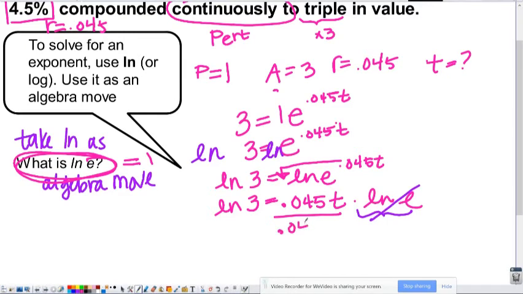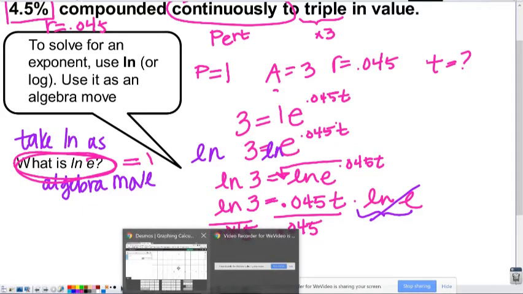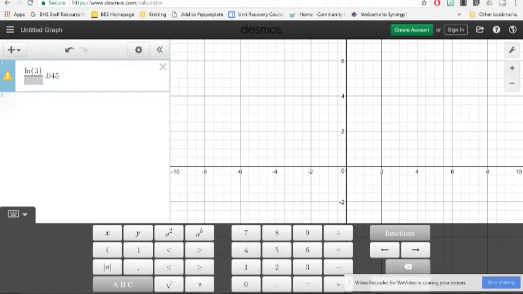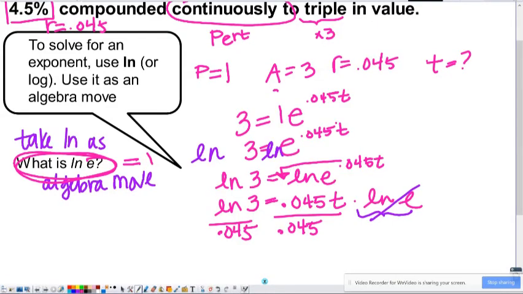So I'm just going to divide by this 0.045. So let's find our calculator, natural log of 3. I'm going to go functions, natural log of 3. I'll put an extra parenthesis, divided by 0.045, I believe. 24.4. So time equals 24.4, and that would be years, right?